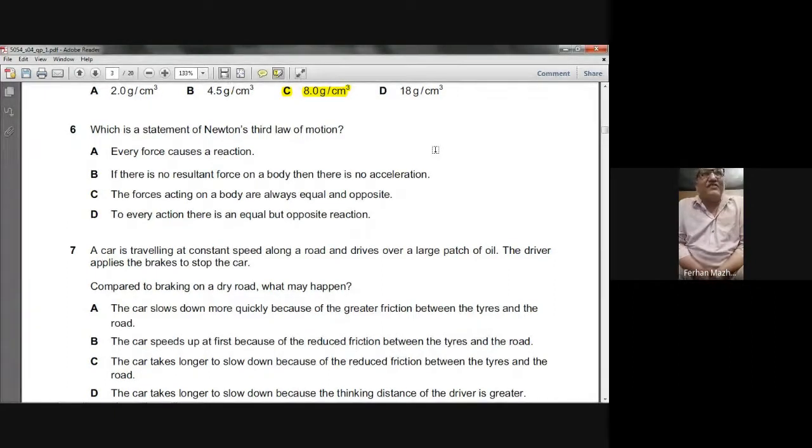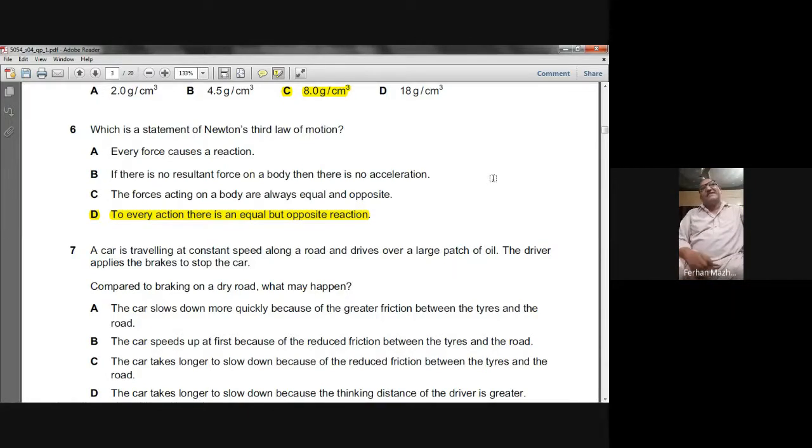So A option is every force causes a reaction. Yes, that's true. If there is no resultant force on a body, then there is no acceleration. That is also true. The forces acting on a body are always equal and opposite. We cannot say that. To every action, there is an equal but opposite reaction. The D option is the exact statement of Newton's third law of motion. To every action, there is an equal but opposite reaction. The best statement here for Newton's third law. So I think D is the best option.